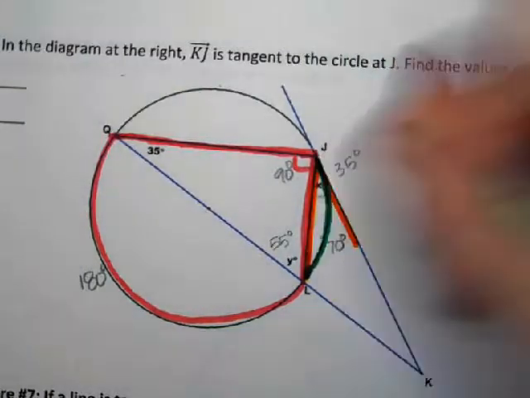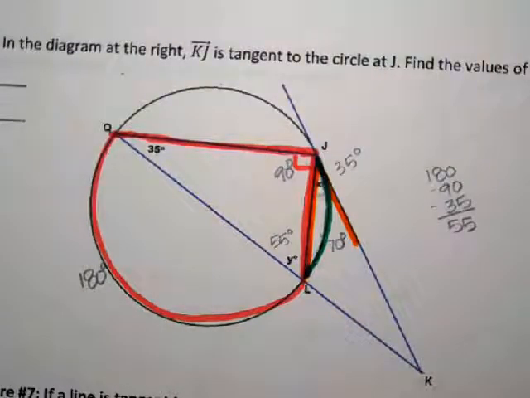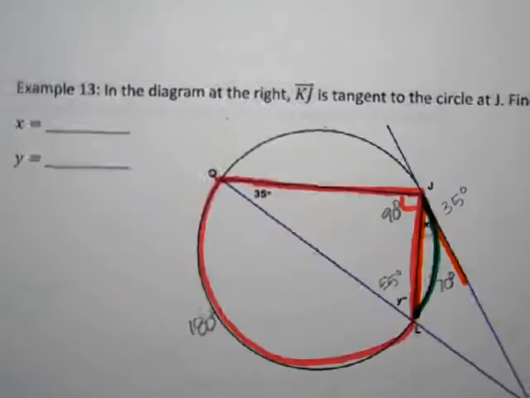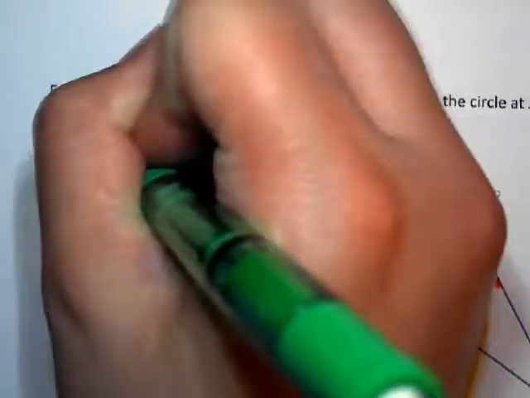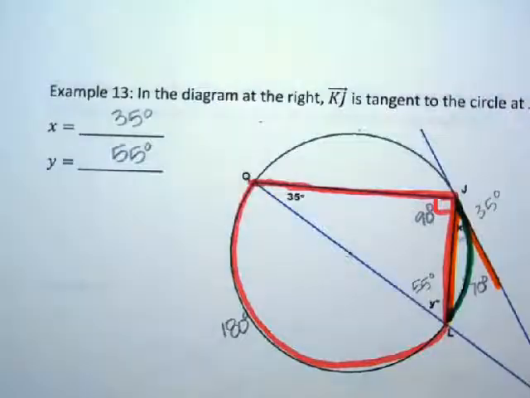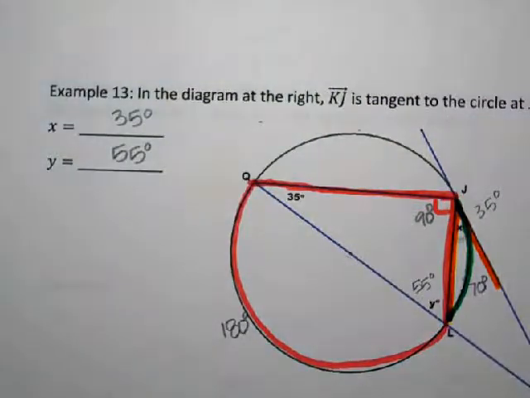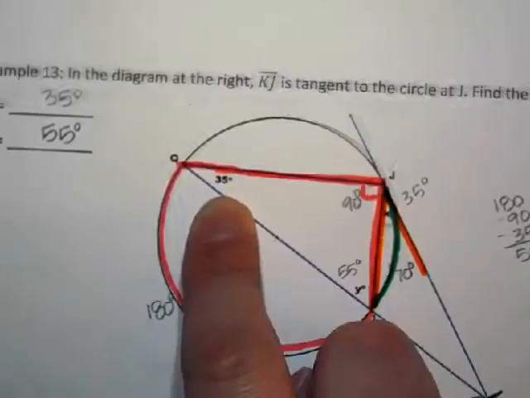So we're going to say x is 35, y is 55. Believe it or not, x and angle q are the same angle measurement because they share the same arc. They share the same arc, so they're the same angle measurement.